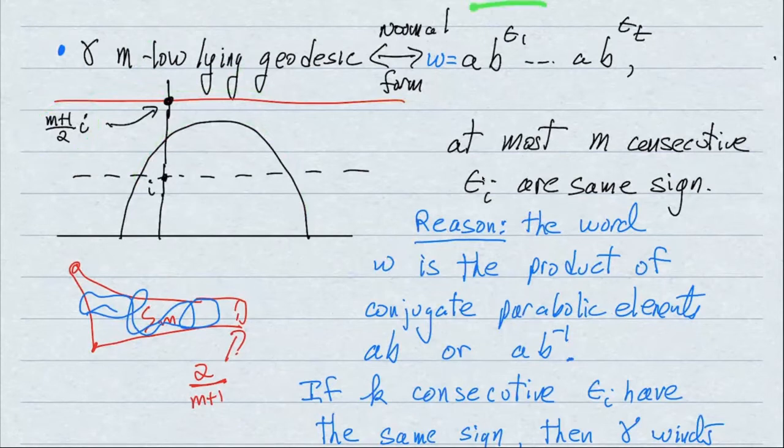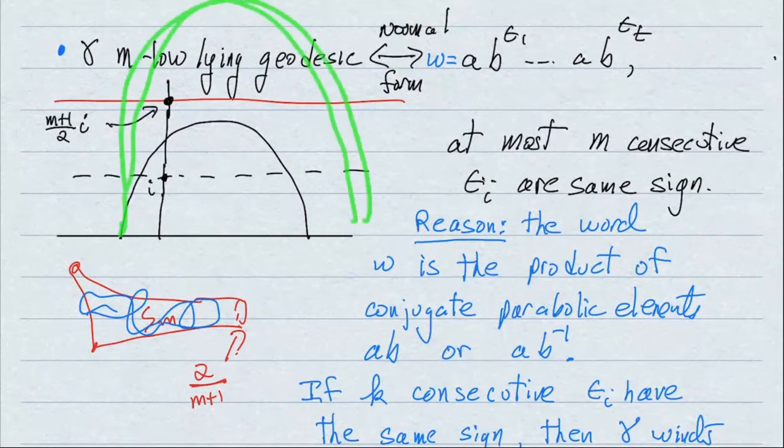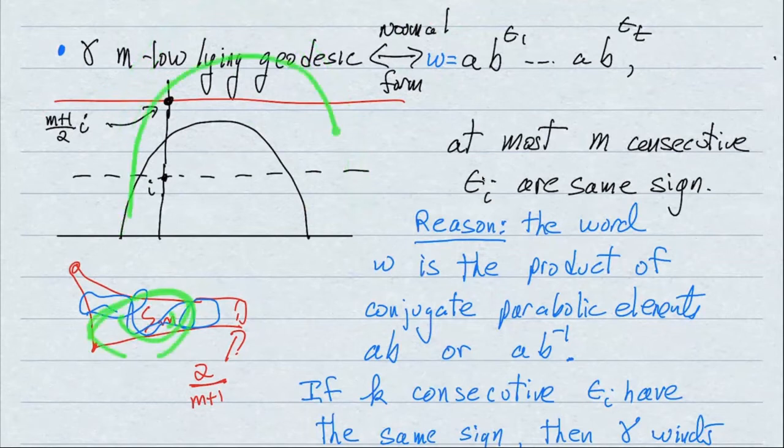So how does that translate in terms of the word? Well, you see, if you go into the cusp, the height of this axis of the closed geodesic from downstairs is exactly measured by how much you wind around the cusp. And winding around the cusp has exactly to do with these powers appearing with the same sign consecutively.